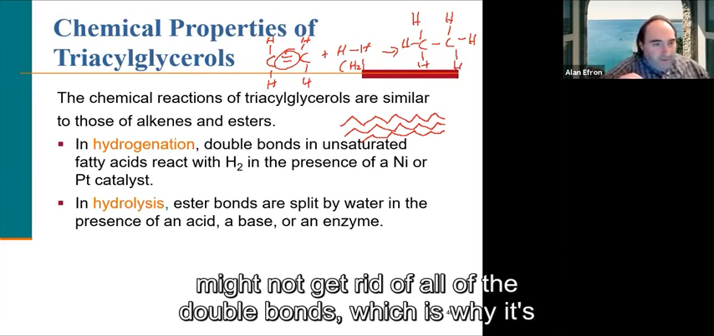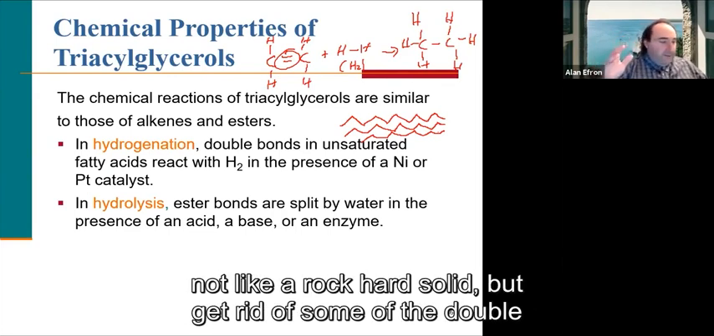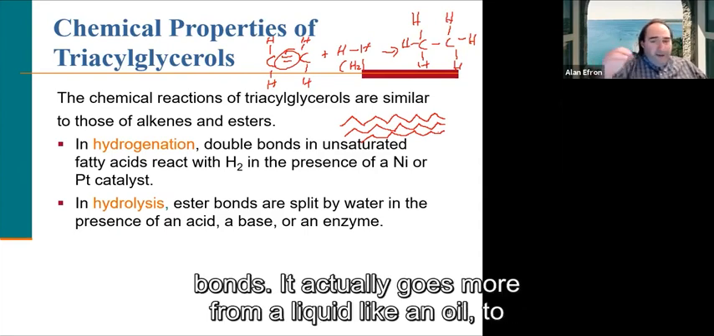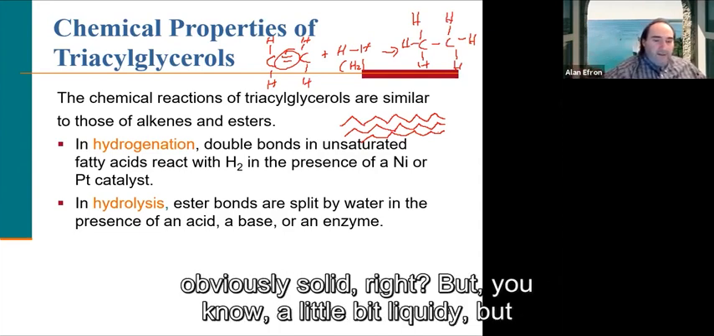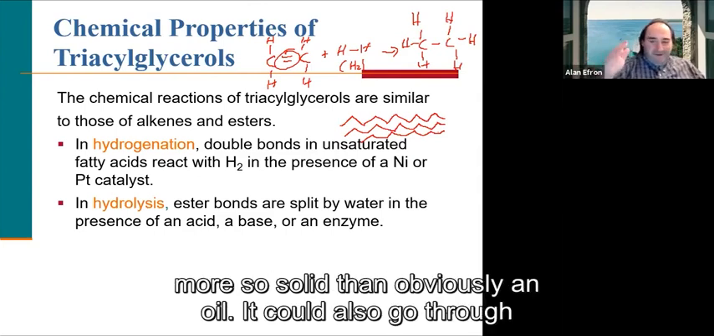You might not get rid of all of the double bonds, which is why it's not like a rock hard solid. But get rid of some of the double bonds, and it goes from a liquid like an oil to something like margarine, which is obviously solid, right? A little bit liquidy, but more solid than an oil.